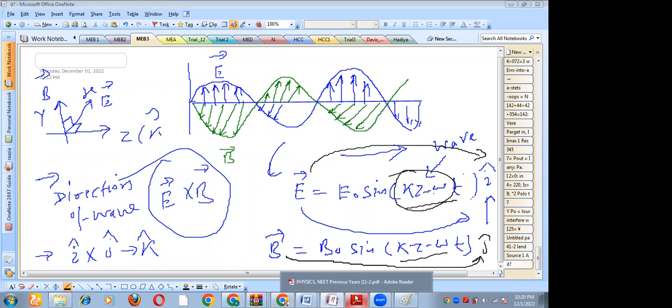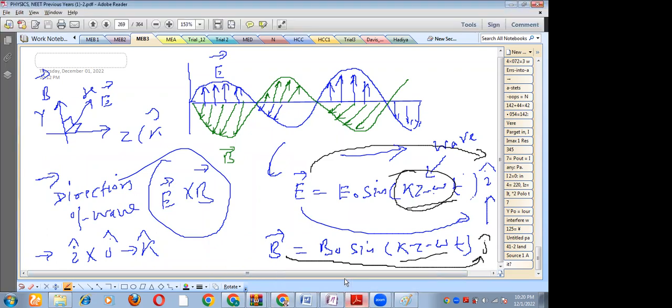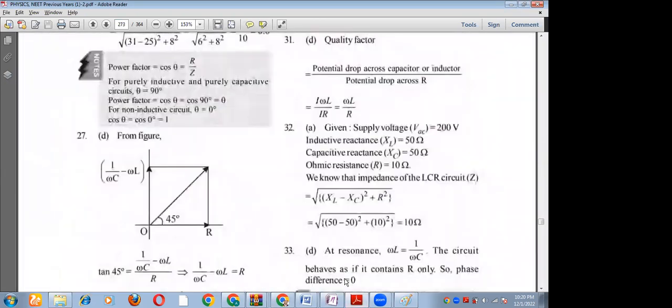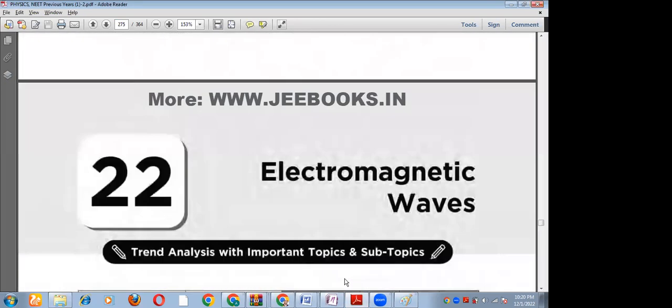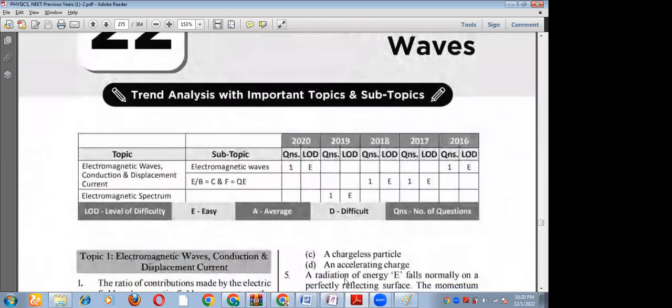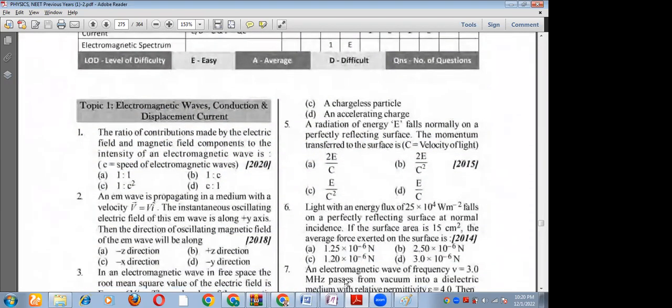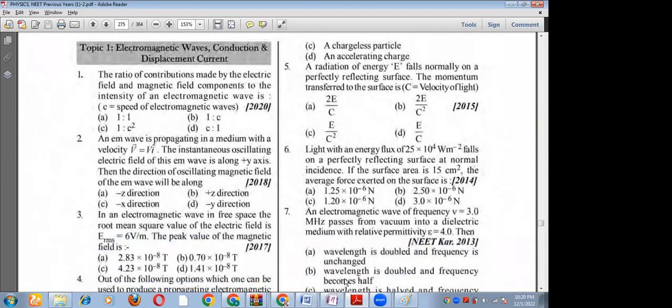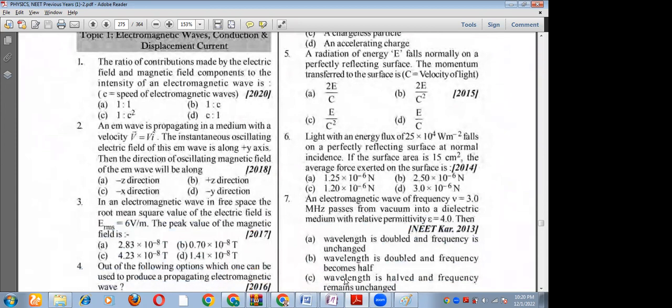No, sir. So let us do some basic questions based on EM wave. Questions are generally very easy from this chapter. So let us see. Now attempt question number second. I will give you a hint for this.